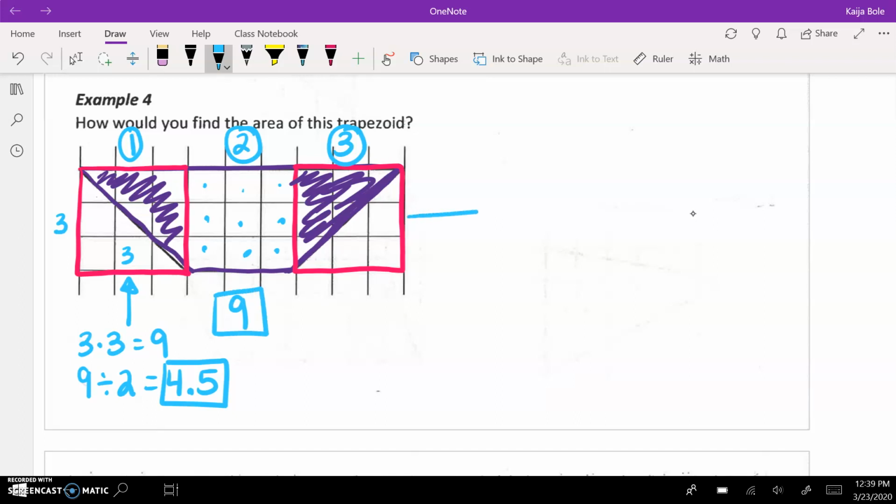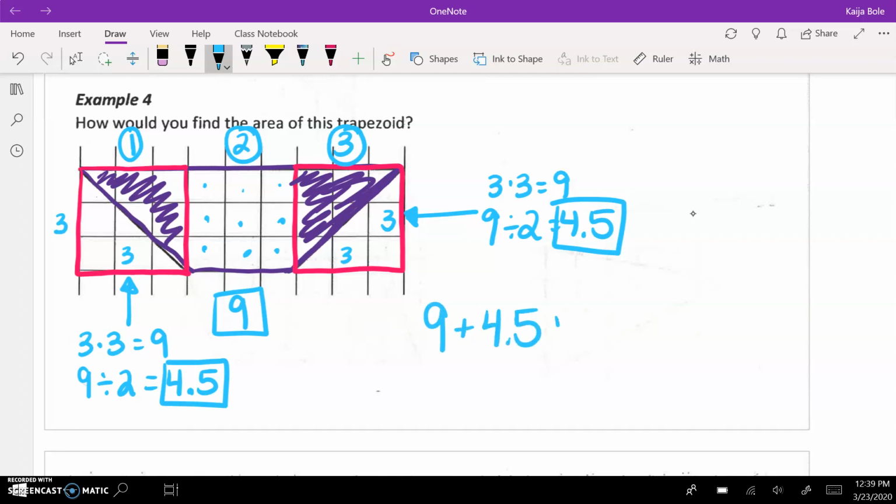And then for the right hand side, so again, I've got 3 going across and 3 going down. So I would have 3 times 3, which is 9. But then again, I only want half that shaded part. So 9 divided by 2 gives me 4.5 again. So I've got each individual part now, but now I want the total purple shape. So I'm going to take these areas, my 9 plus my 4.5 plus my 4.5, I'm going to add them up. So my total would be 18 units squared.